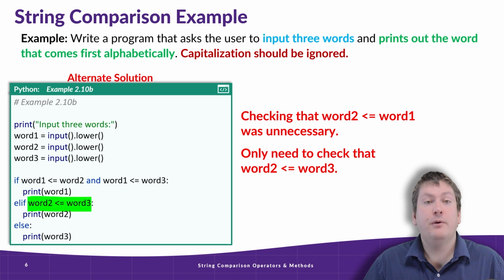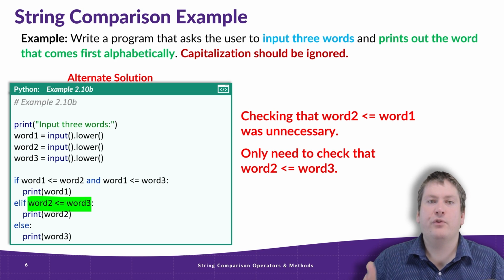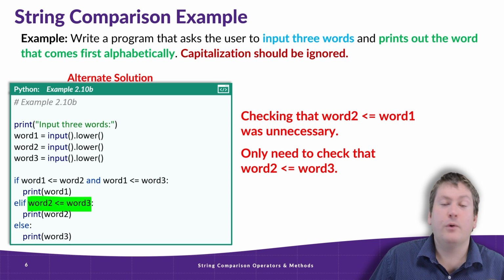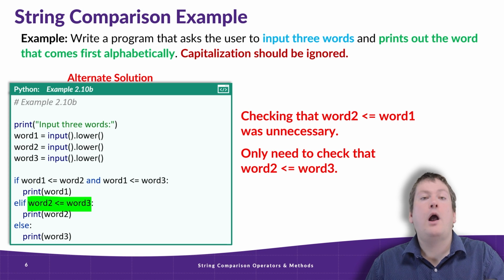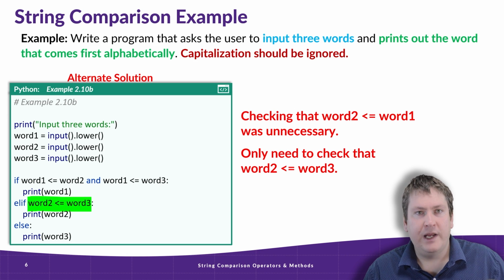So that means at the point at the else if, we already know word 1 cannot be first alphabetically. It has to either be word 2 or word 3 because we've already disproven it's word 1. So the only check we need to know is, is it word 2 or word 3 that's first alphabetically? So all we need to do is check, is word 2 less than or equal to word 3? If it is, we're going to print out word 2. Otherwise, we know it's word 3.